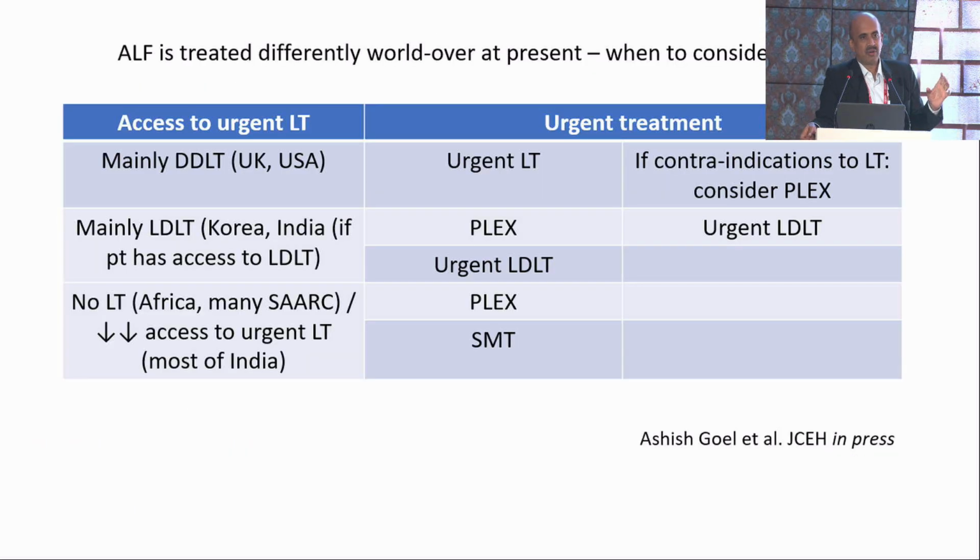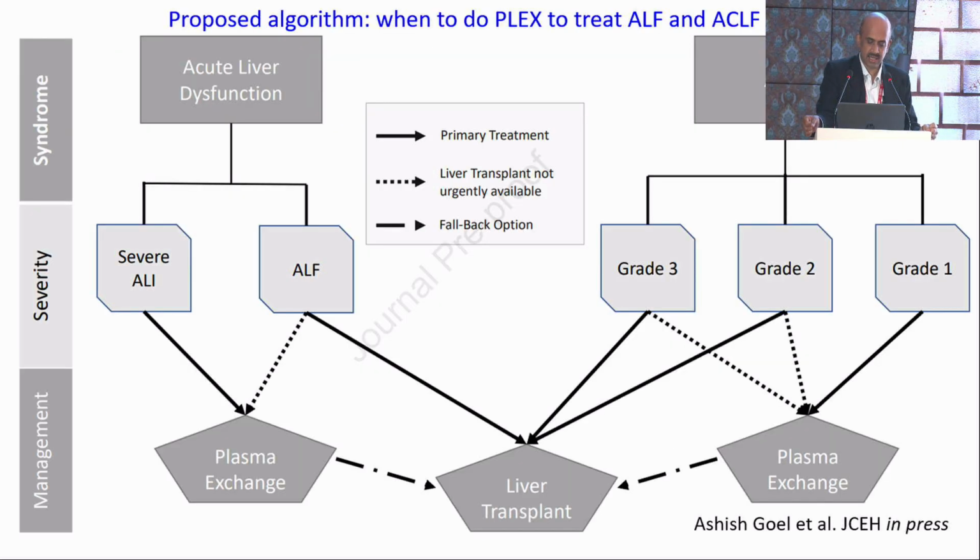Now, the pathway of when to do PLEX will differ in different countries. For example, in the UK and USA, where it's predominantly a cadaveric transplant program, it would be different from Korea and India, where there's an LDLT option. But in countries where access to urgent liver transplant is not available, which applies to most of India, I would think, again, the route, when do we place them, would be different. So this is my last slide. This is the current way we think where we would place PLEX now.